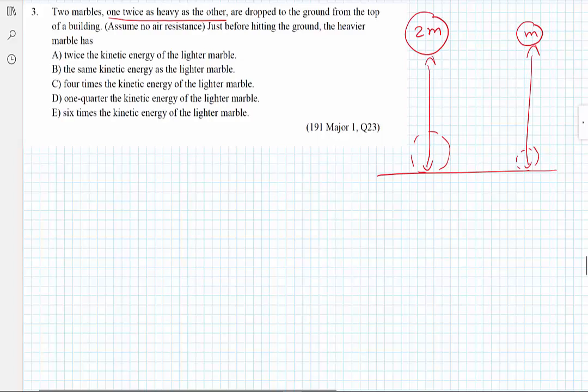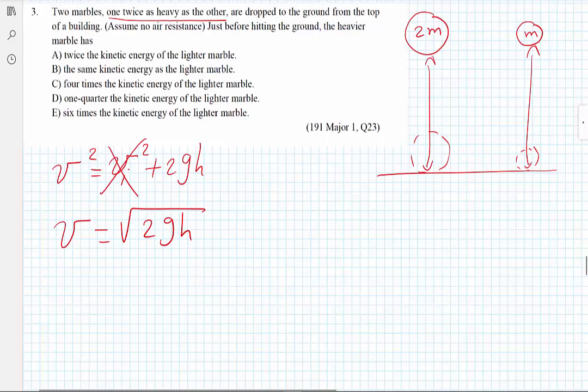You might think that the heavier one has more speed, but that's not right. Because when you drop them, they are under the effect of gravity. And if you remember the equation of gravity, v squared equals v initial squared plus 2gh. The initial speed is 0. So v squared equals 2gh. So v is the root of 2 times g times h. So the final speed depends only on the height, not on the mass. They were dropped from the same height, so they will have the same final speed.